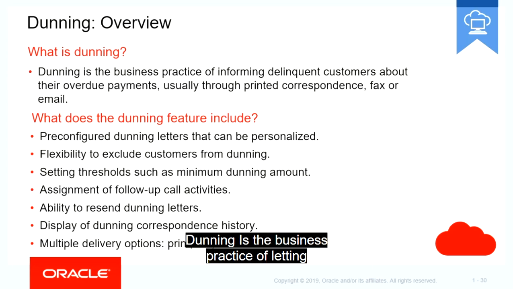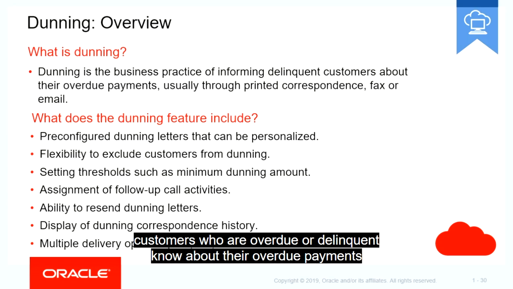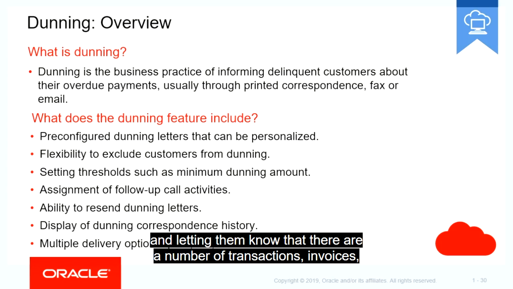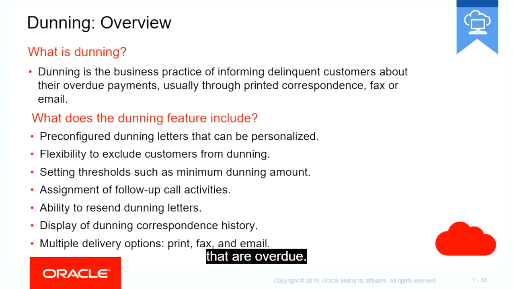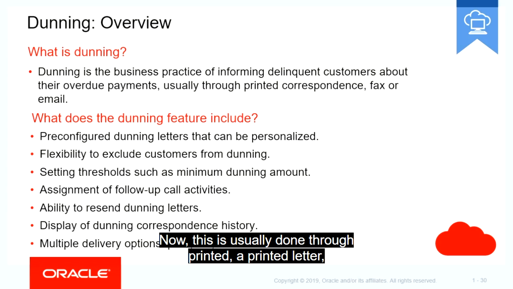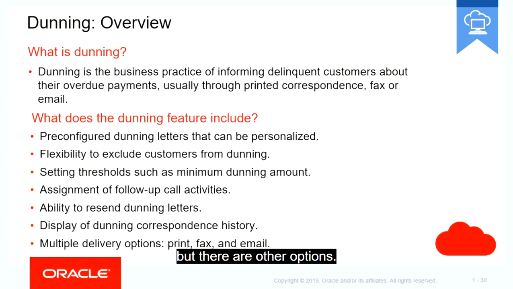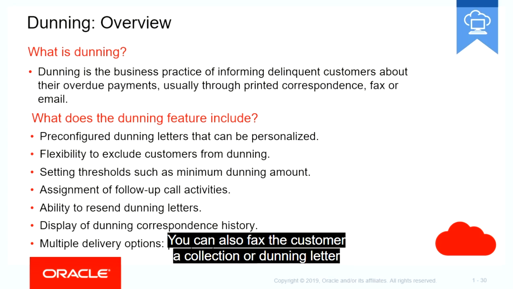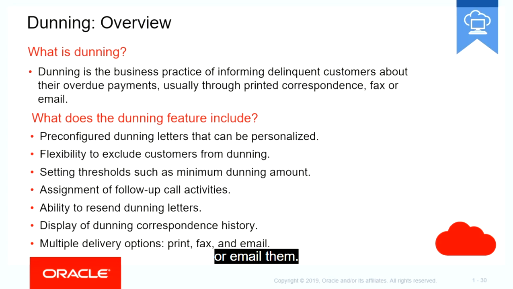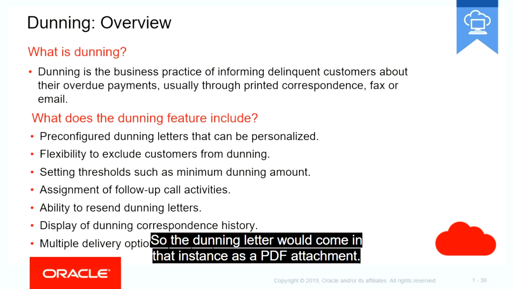Dunning is the business practice of letting customers who are overdue or delinquent know about their overdue payments, letting them know that there are a number of transactions, invoices that are overdue. Now, this is usually done through a printed letter, but there are other options. You can also fax the customer a collection or dunning letter or email them. So the dunning letter would come in that instance as a PDF attachment.